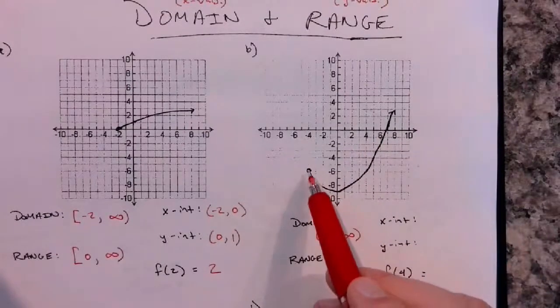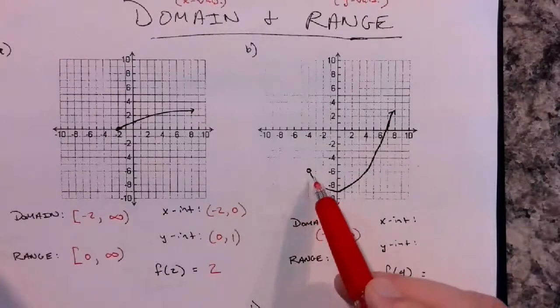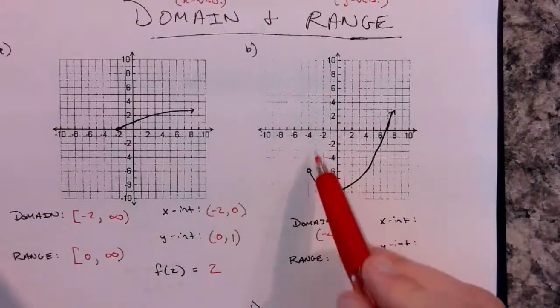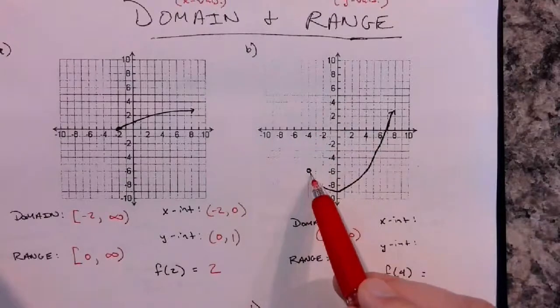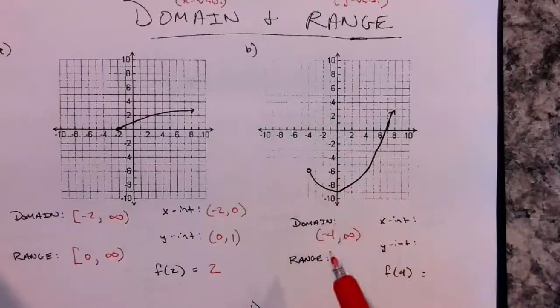Something to point out, even though we don't include -4, you still have to start at -4. You can't start at -3. Sometimes people do that. And the reason is because there's x values between -3 and -4 in here that the function does have corresponding y values for, where the function does exist. So we start at -4, not including it. That's what the parenthesis means. And it goes out all the way to the right forever to infinity.